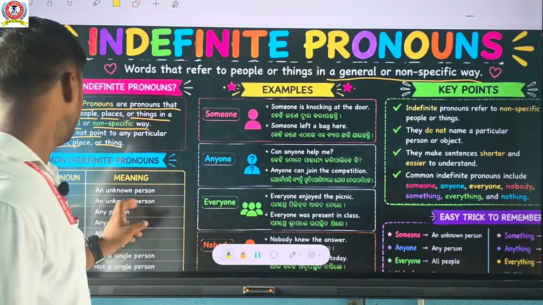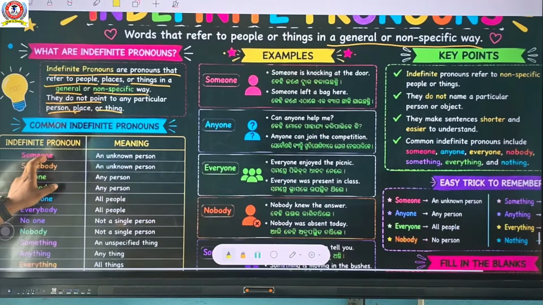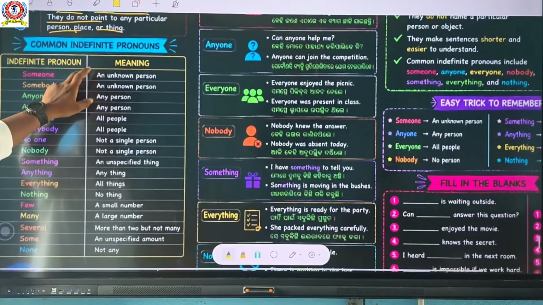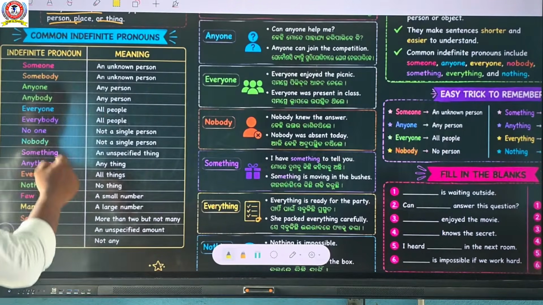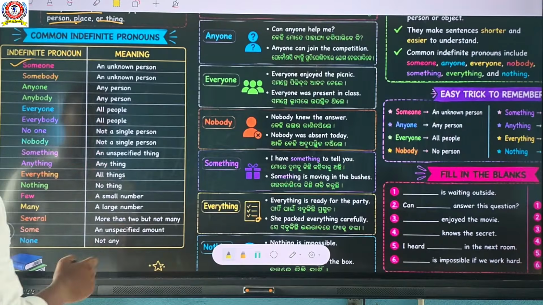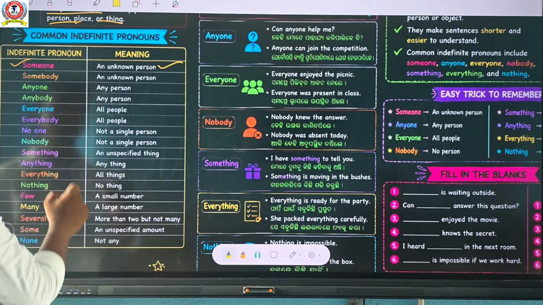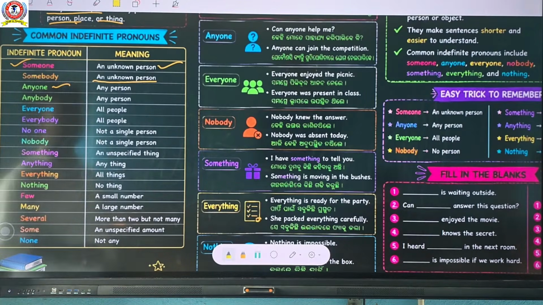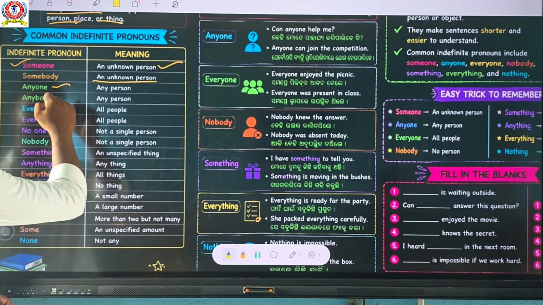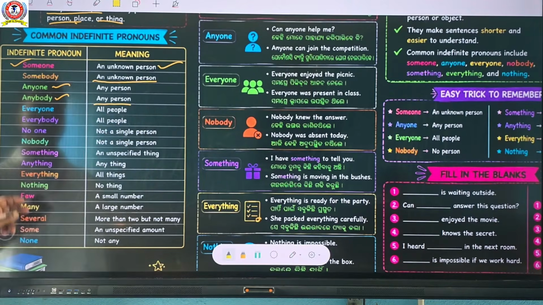Okay. You can see some common indefinite pronouns. You can note them one by one. The first is someone. Someone means an unknown person. And somebody means an unknown person also. Anyone means any person, and anybody means any person. Everyone, everybody, no one, nobody, something, anything, everything, nothing, few, many, several, some, and none. Okay, these are the indefinite pronouns.